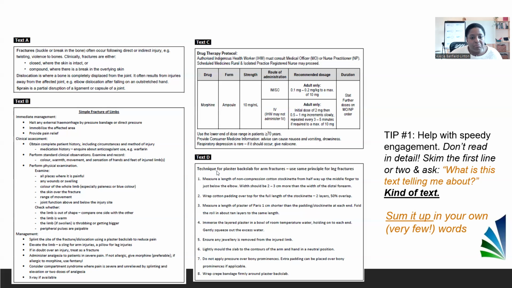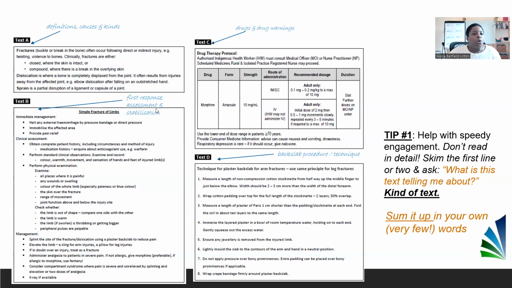And again here, same thing. It tells you right at the beginning, technique for back slab. But is it just a general do's and don'ts, or is it detail? Measure a length, wrap cotton padding, immerse the layer, do not apply pressure, wrap crepe. This is a step-by-step, not just a do's and don'ts, a step-by-step procedure, okay?